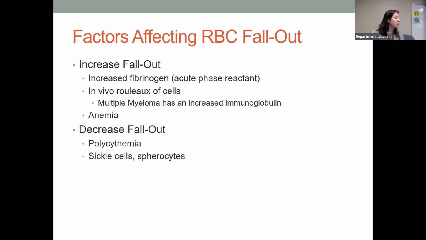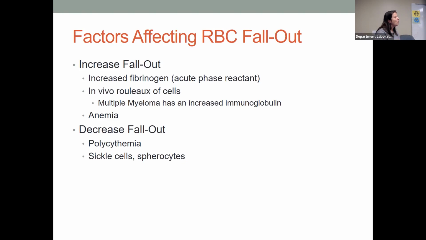Anytime you have increased fibrinogen, fibrinogen is an acute phase reactant, any type of increase in proteins, especially multiple myeloma. Multiple myeloma patients are known for having a very increased ESR value. And also other types of leukemias, usually other types of cancer, they will all have an increased ESR value just because of their body's response to that condition. It'll cause them to have an increased ESR. And then the presence of anemia will also result in an increased ESR.